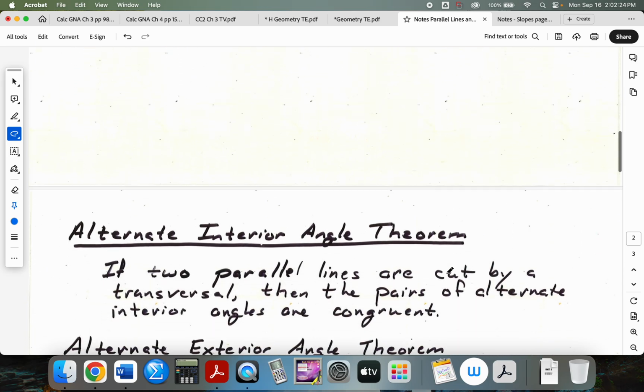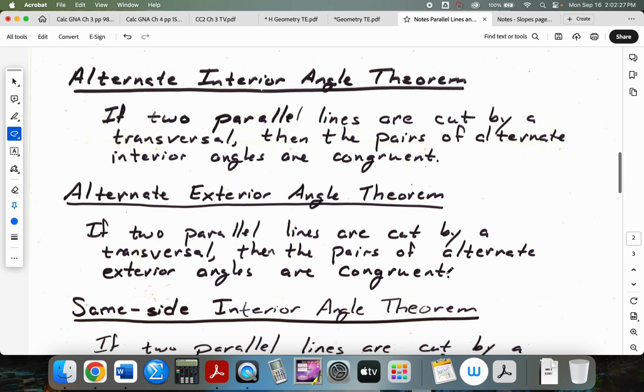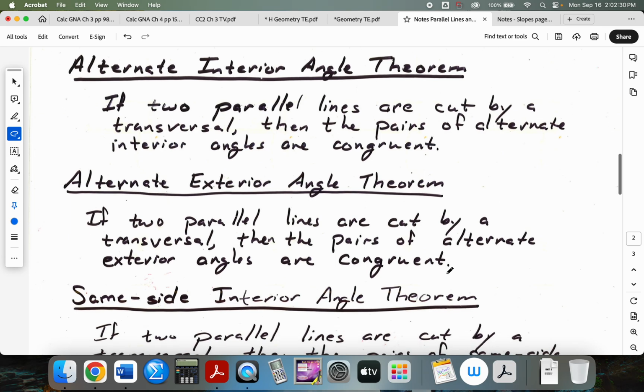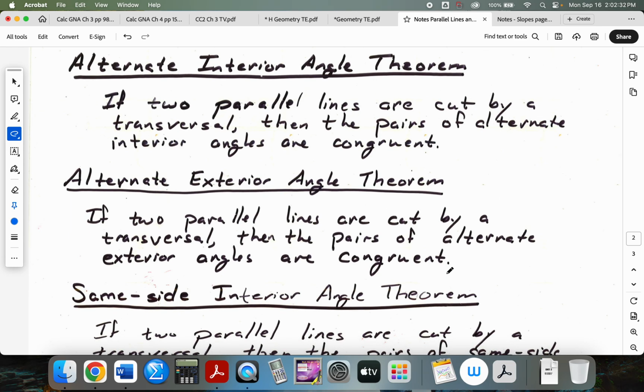So, turn it over to the next page. Let's take a look. These are all theorems. A theorem is something we can prove is true based on previous knowledge. So a theorem can be proved true based on prior knowledge.